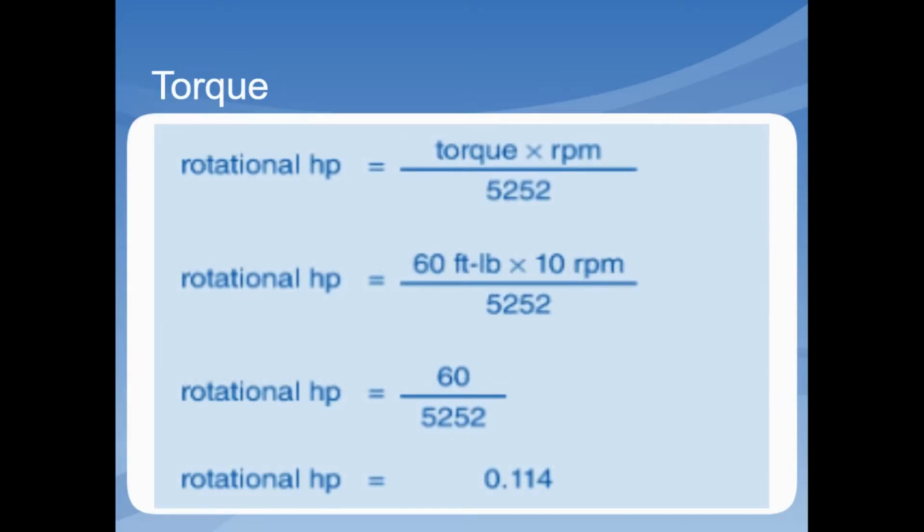In the previous example of using a wrench that generates 60 pounds of torque, if you were to turn the wrench 10 times per minute, you would generate 0.114 horsepower. We would take our rotational horsepower equals torque times RPM divided by 5252, multiply the 60 times 10, rotational horsepower equals 600 divided by 5252, and we're going to get 0.114.